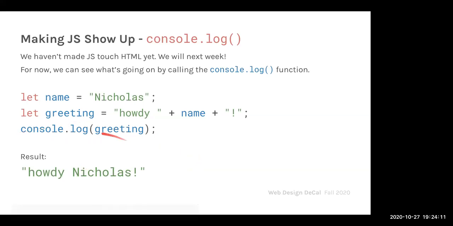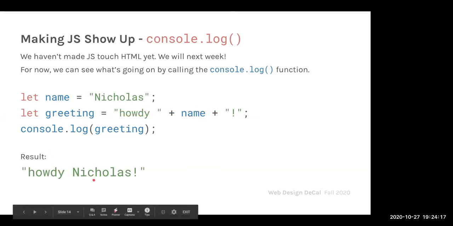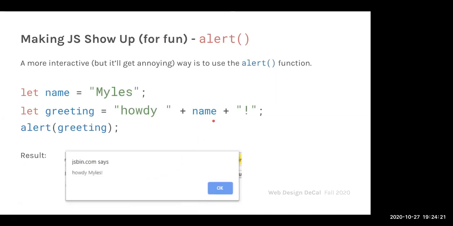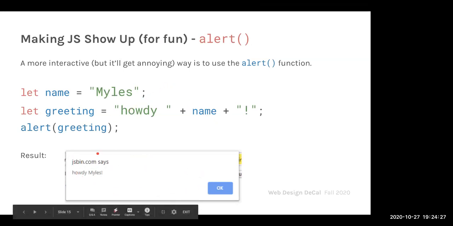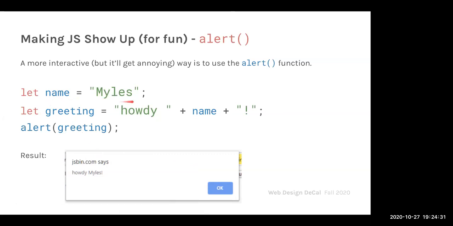Oh, and then also we do console.log, which basically just prints out whatever value is assigned to greeting within the console. We'll show you how you can do that in a little bit. And then another thing you can do is alert, which basically creates this little pop-up on your window. So in this case, we assign the string Miles to the variable name, and then concatenate howdy, the name variable, as well as the exclamation mark, and assign that to greeting.